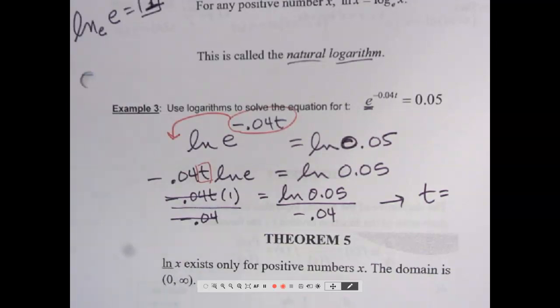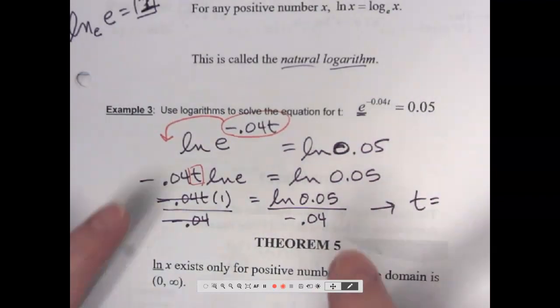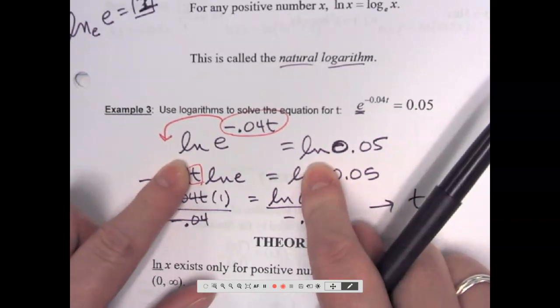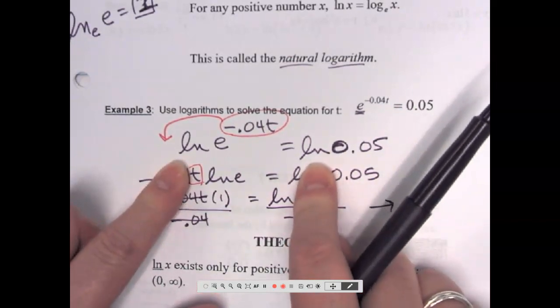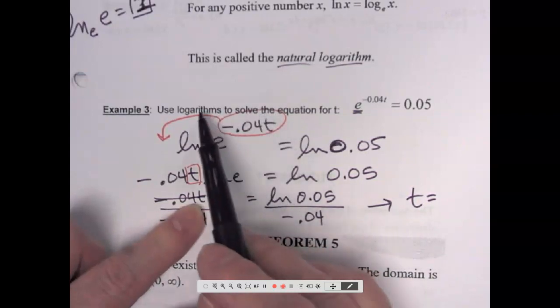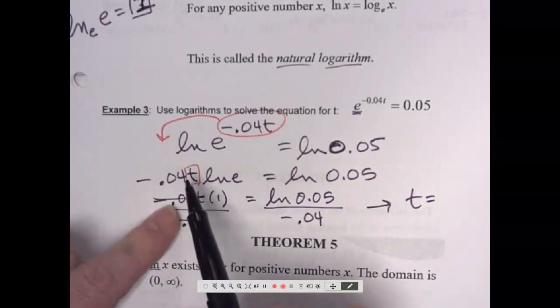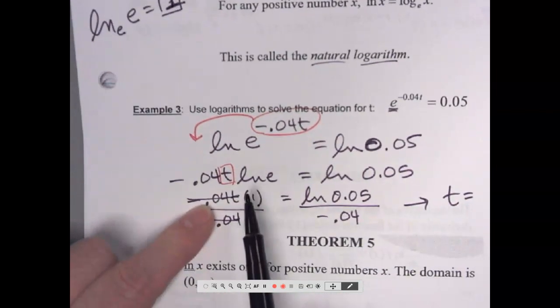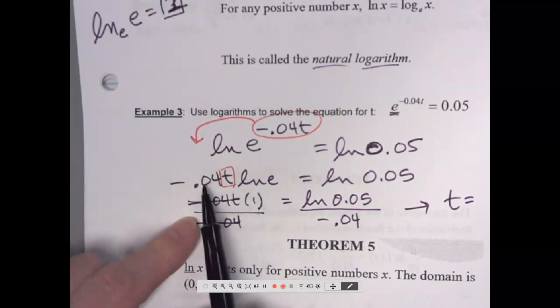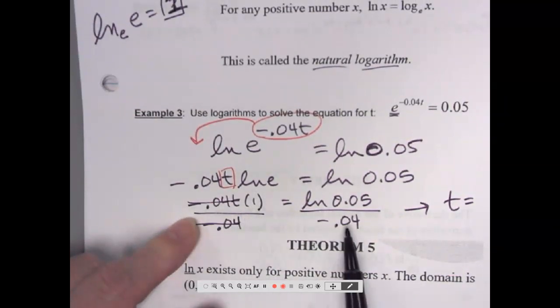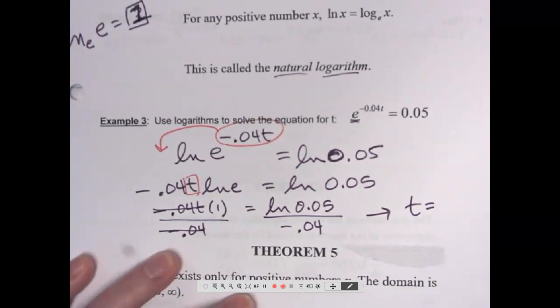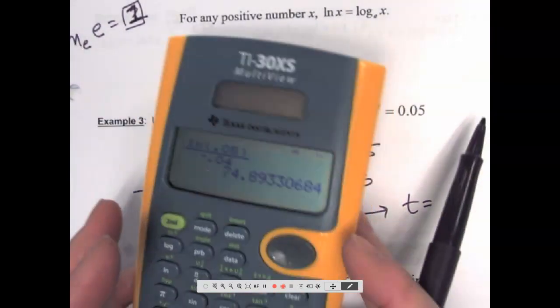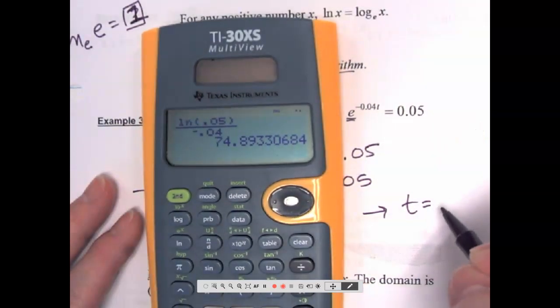All right, so we're solving this equation in which the variable that we're solving for is in the exponent, so we took the natural log of both sides since we could do anything to an equation, including take the natural log of both sides. That enabled us to bring that exponent down in front as a coefficient using that power property. The natural log of e is 1. So where I see this natural log of e, that becomes 1. To get rid of the negative 0.04, we divide, but of course we have to divide on both sides. Then I went to my calculator, and I got this. Did y'all get the same thing? Okay, 74.89.